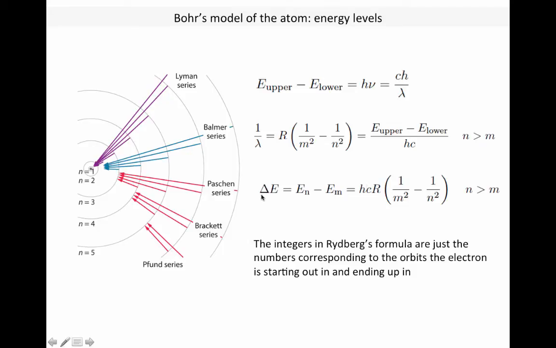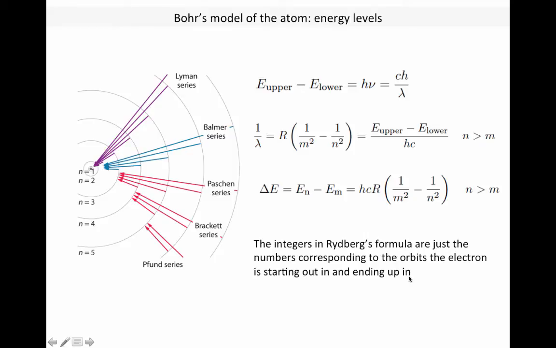Rearranging this a little, we get the formula that the difference in energy between the upper and lower orbits is equal to Planck's constant times the speed of light times Rydberg's constant, so all three of these are constants of nature, times 1 over m squared minus 1 over n squared. Okay, so this allows us to link Rydberg's formula with the actual physical picture of the atom and identify that these integers are just the numbers corresponding to the orbits the electron starts out in and ends up in.